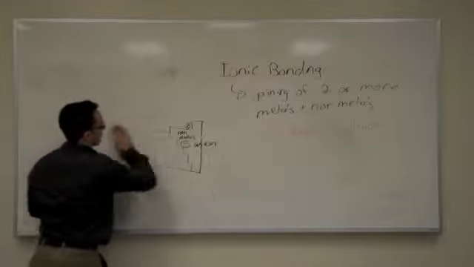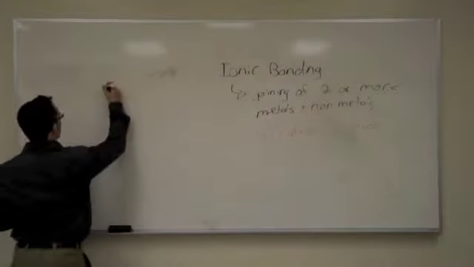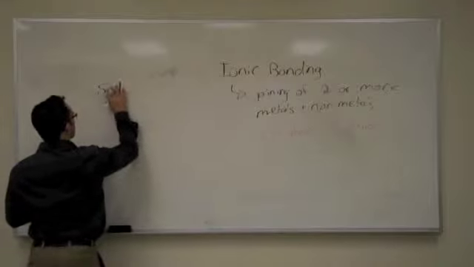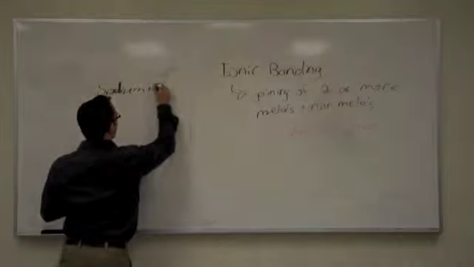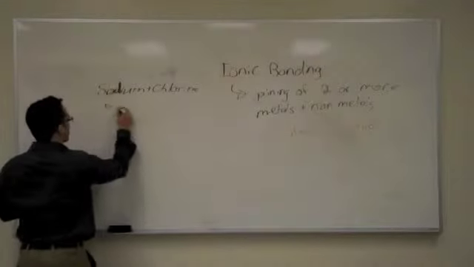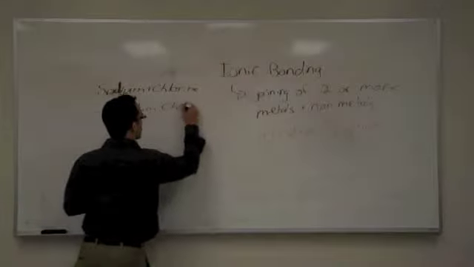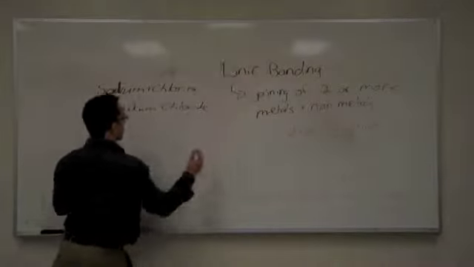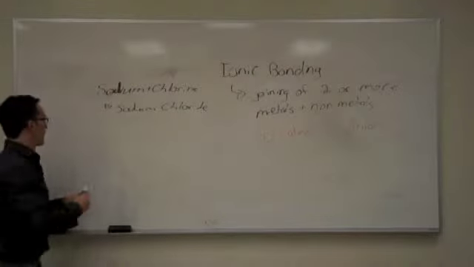Let's draw this out here. We'll work through it together. We have sodium and chlorine to produce sodium chloride. Let's draw this out. Okay. Sodium and chlorine to produce sodium chloride.